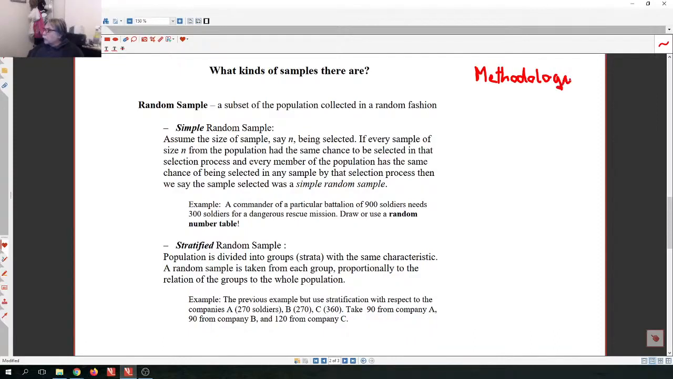The methodology of collecting a sample could be perfect. We could have a methodology to collect what we call a simple random sample, the best possible way of collecting something that should be the closest as a representative of the population. That's a methodology. Now our methodology here would be by way of lottery.